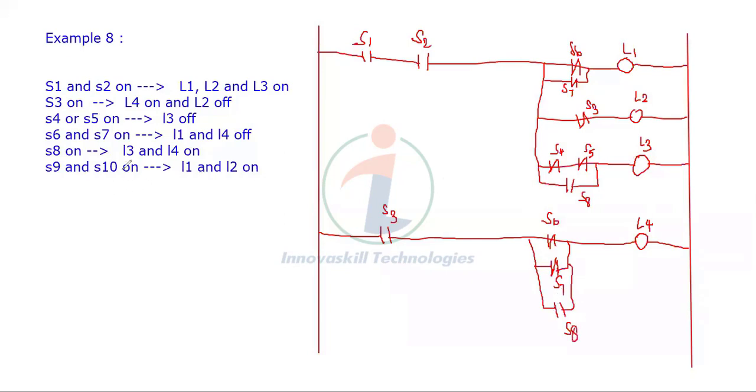Next, if S9 and S10 on, L1, L2 should be on. So L1, L2 is off due to this. So here S9 and S10 you have to connect like this. S9, S10. Same way here, S9, S10.